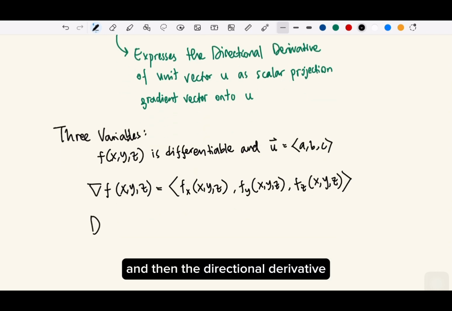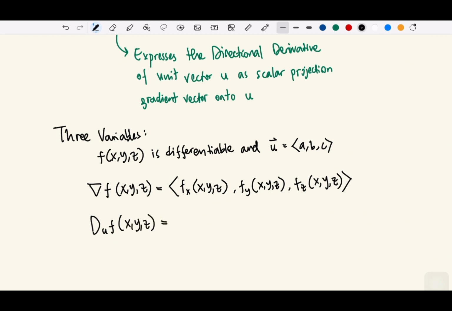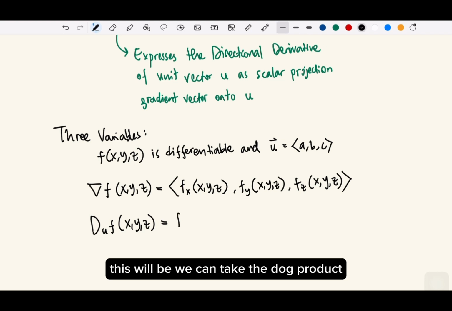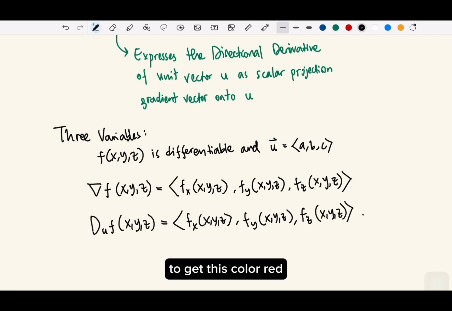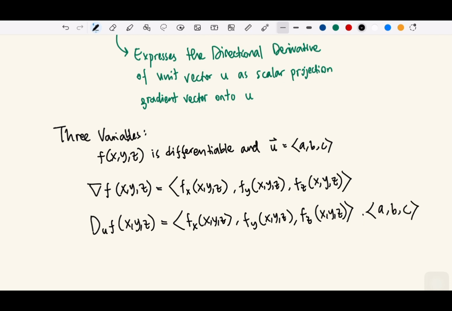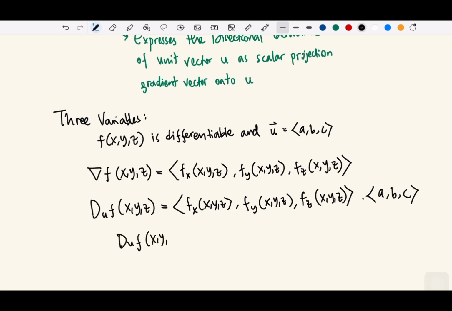And then the directional derivative of these 3 variables, we can take the dot product, and we can still apply it to get the scalar value. Or we can just simply write it with the del.